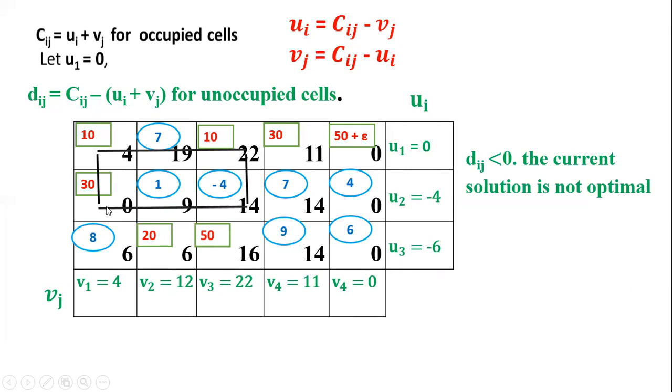Next, in the loop we put the starting cell as plus theta, the next corner as minus theta, the next alternately plus theta, so the corners alternate plus and minus theta. Next we need the minimum of the minus theta cells. The minimum value is among 30 and 10. The minimum is 10. So the next table's initial point is 10.